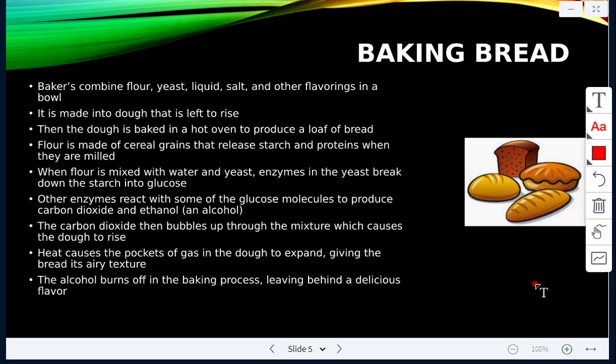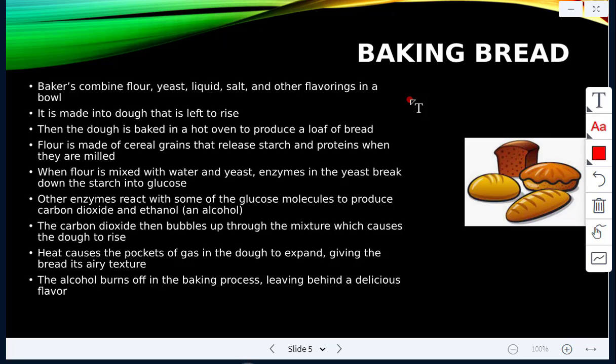Baking bread. We've already talked about baking in the previous unit, but it does come up again in chemical reactions, because there is a reaction occurring when you cook and when you bake. For baking bread, you combine the flour, the yeast, some sort of liquid like water or milk, salt, and other flavorings, and it's made into a dough and usually left to rise. Then that dough is put into a hot oven, producing a loaf of bread.